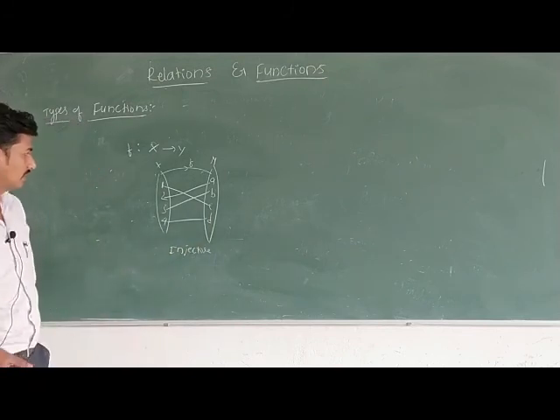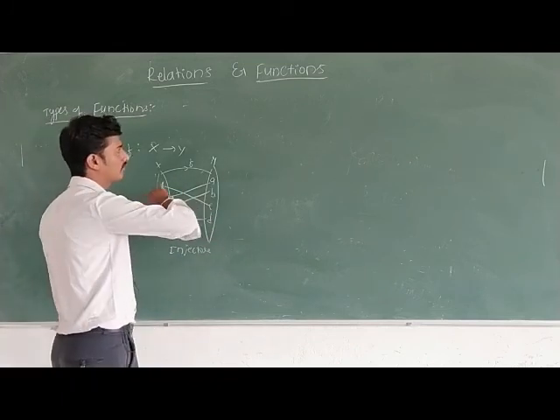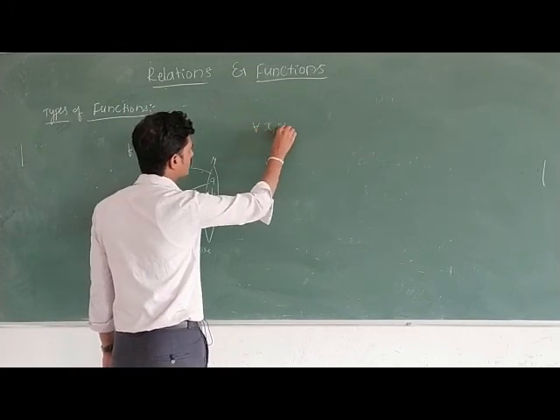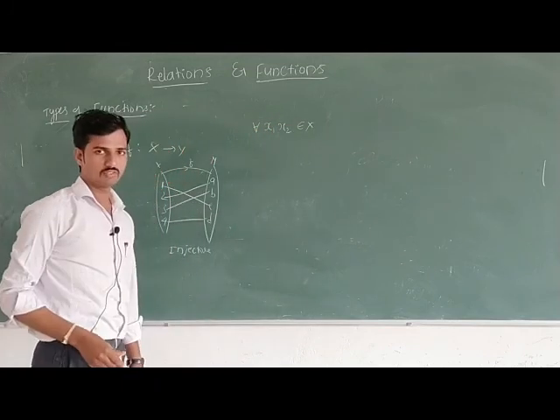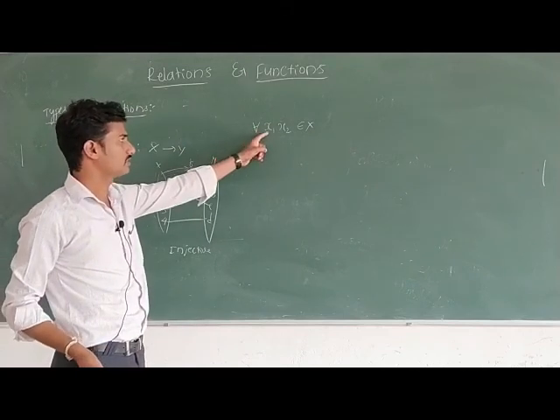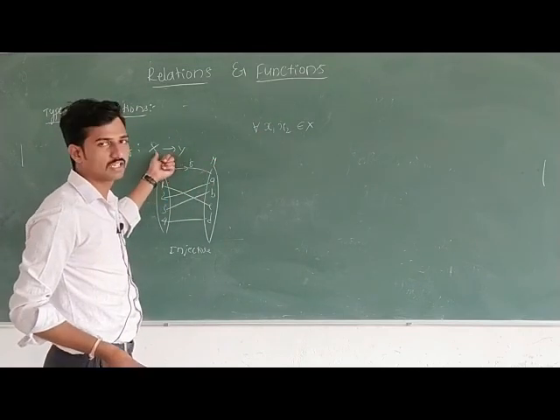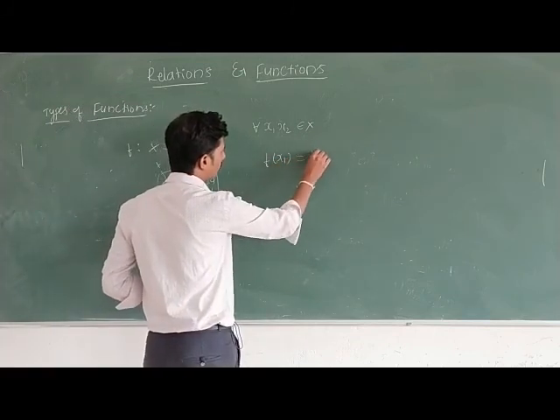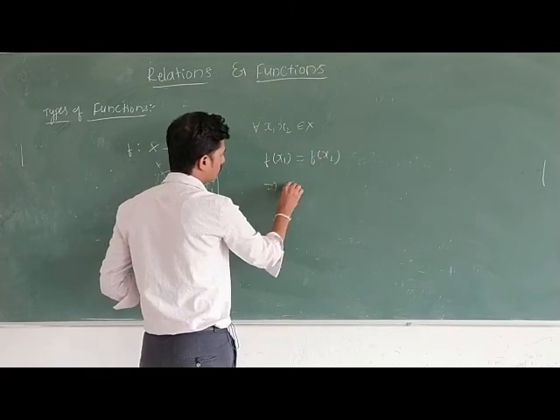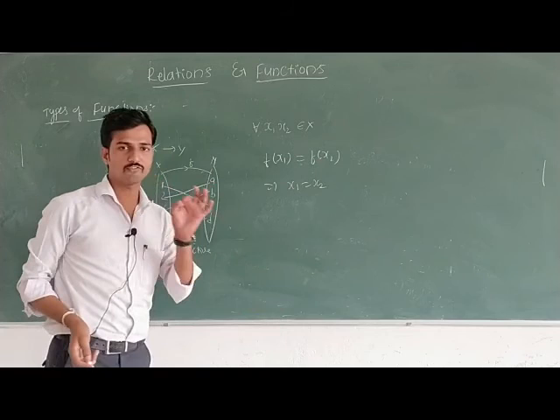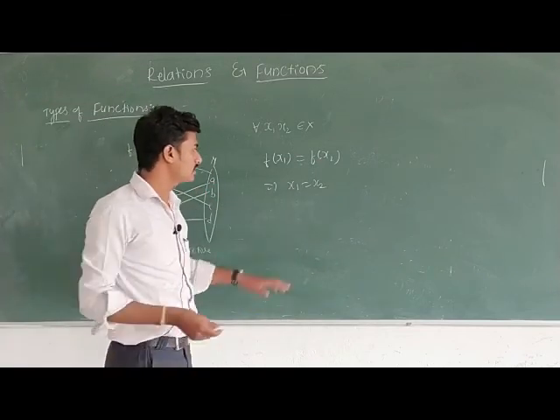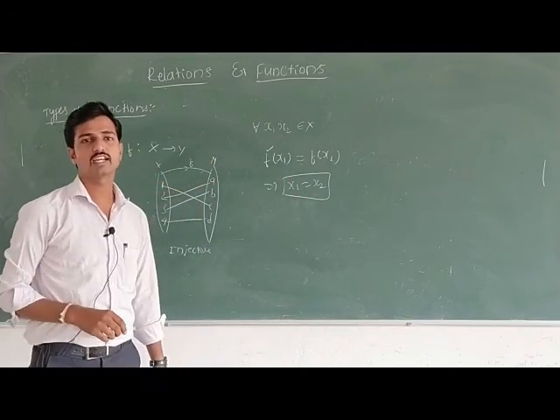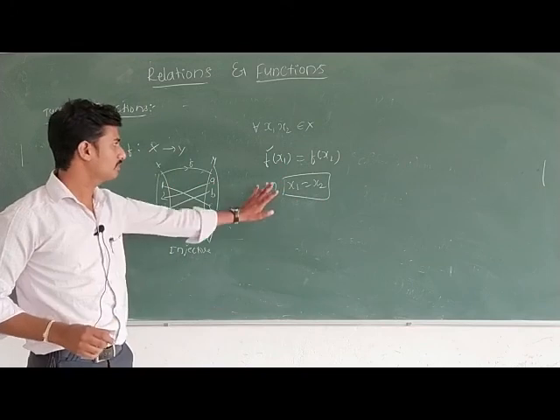Now, mathematically this one-one function can be defined like this: for all x1, x2 belonging to the domain x, if f of x1 is equal to f of x2, which implies that x1 is also equal to x2. If the functions of those elements are equal, then the elements are also equal. Then that function f is called a one-one function or injective function. So mathematically we prove it like this.